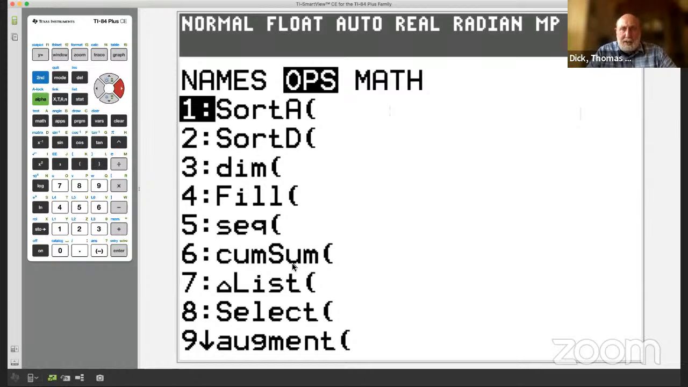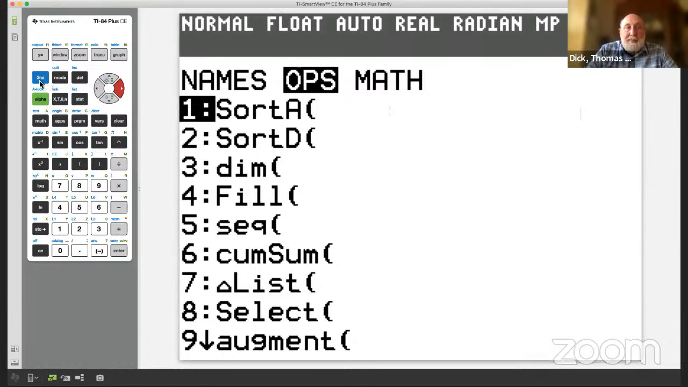What cumulative sum does is it takes a list and then makes a new list where each entry is the sum of the terms in the original list up to that point. So the first terms are the same. The second term of cum sum is the sum of the first two terms of your list. And then the third term is the sum of the first 3, then the sum of the first 4, and so on. So how do I make use of that?